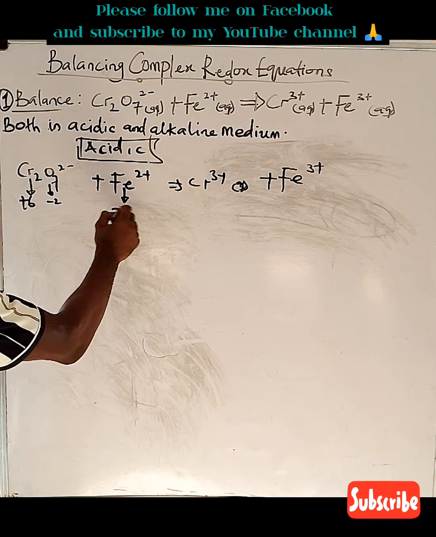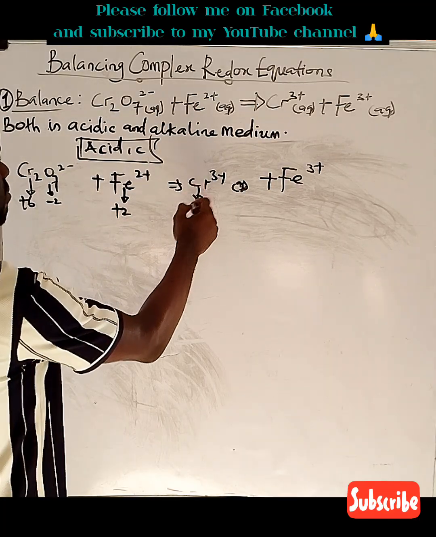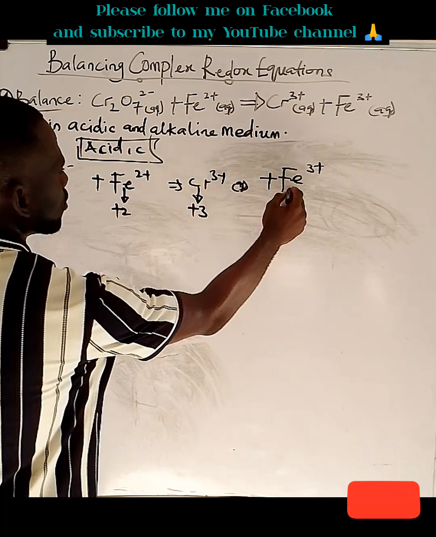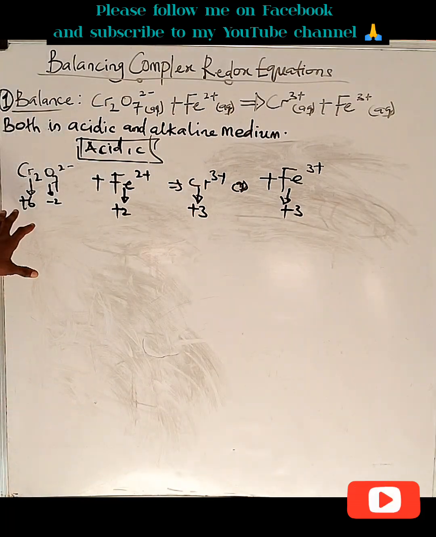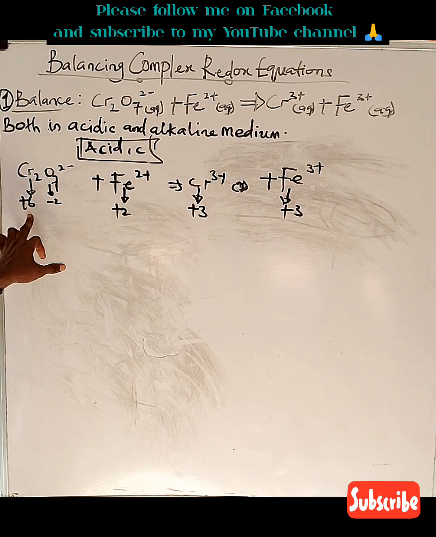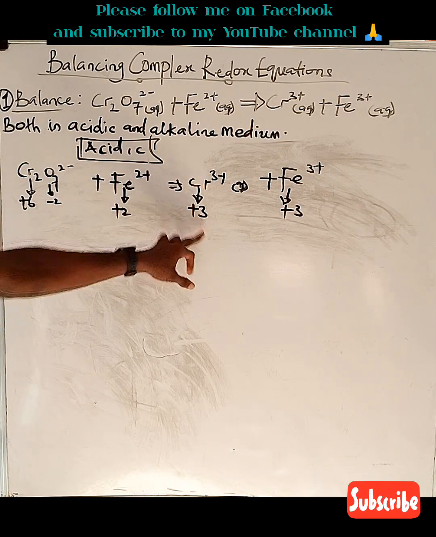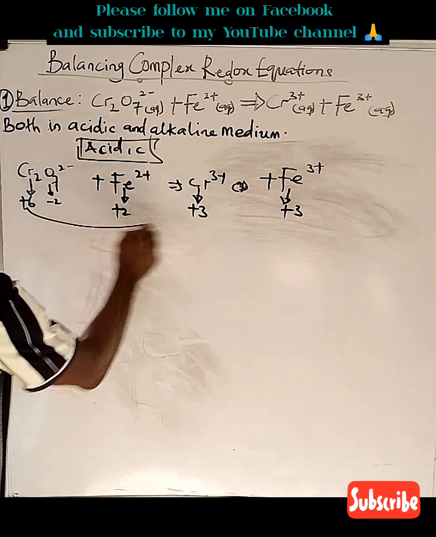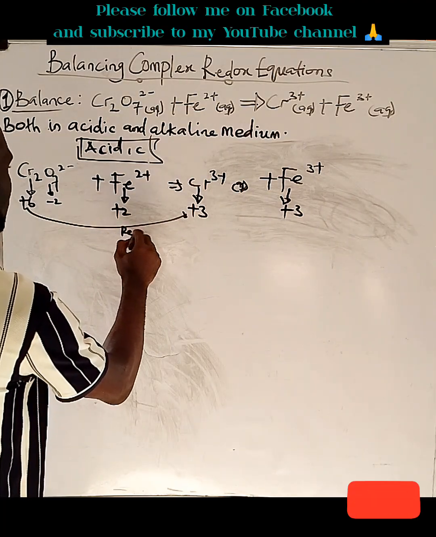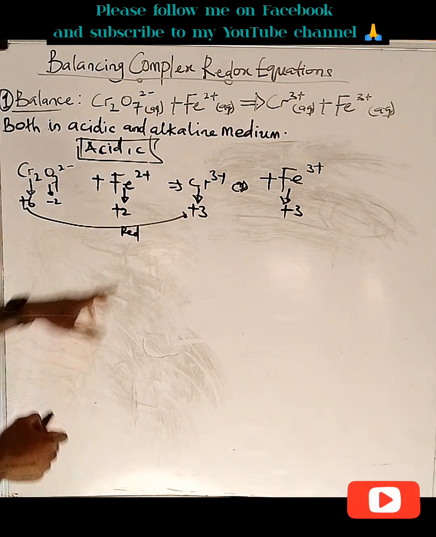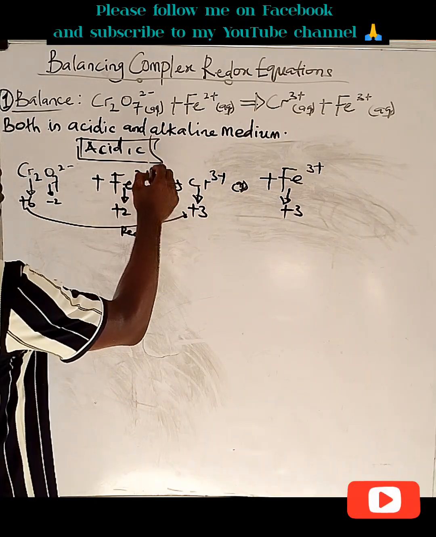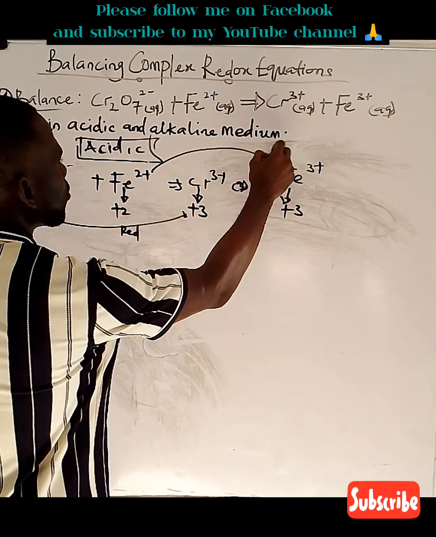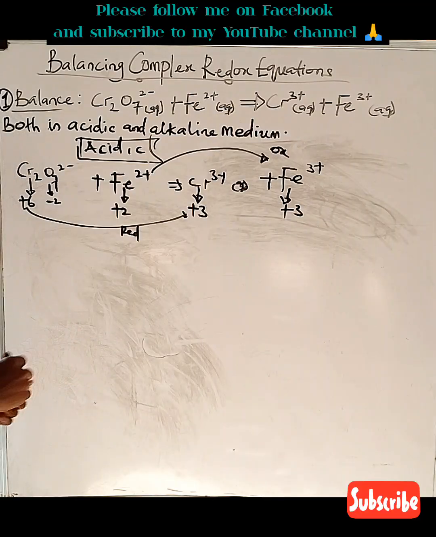So iron here is +2. Chromium here is +3. Then iron here is +3. So when we look at this, the Cr2 here, the chromium, from +6, I beg your pardon, to +3, there's a reduction. This experiences a reduction, RED. While the iron, from +2 to +3, experiences an increment in oxidation number, which is what we call the oxidation. So how do we solve it?